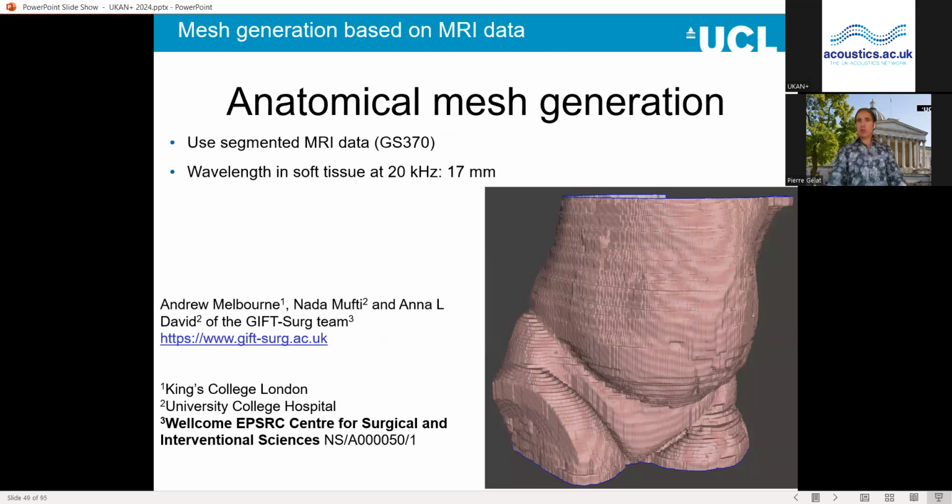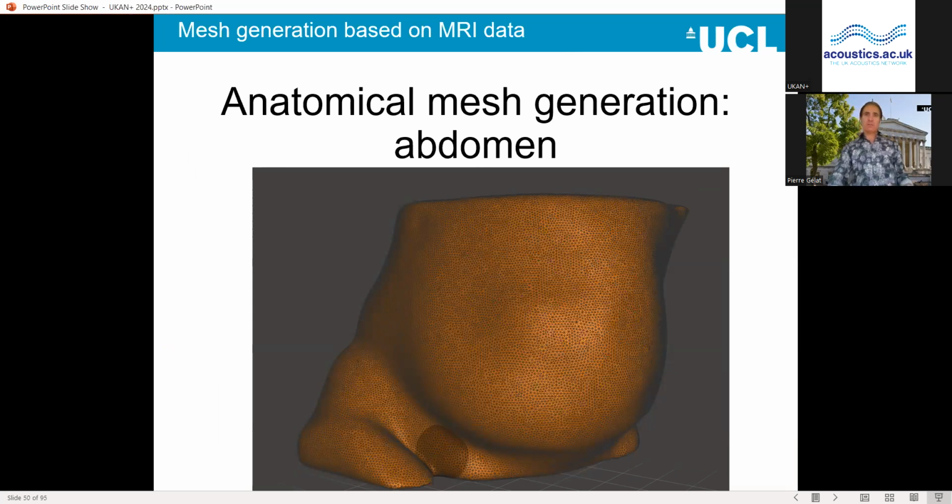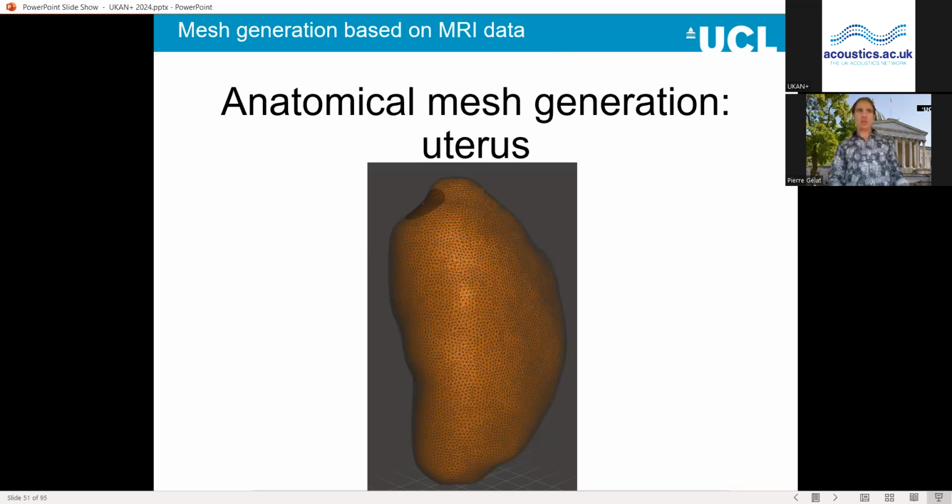So the anatomical mesh generation, as I said, we were fortunate enough to get some segmented MRI data. So the raw data looks like this, which isn't great. I think the resolution was about a centimeter for the voxel size. But we should bear in mind that the wavelength in soft tissue at 20 kilohertz is 17 millimeters. So you're probably going to be okay. But nevertheless, we carried out some smoothing. So that's for the abdomen. And this is for the uterus. And we also included the spine inside the calculations.